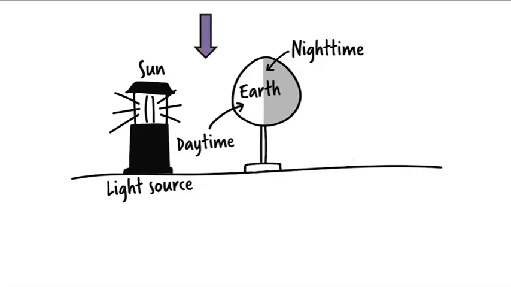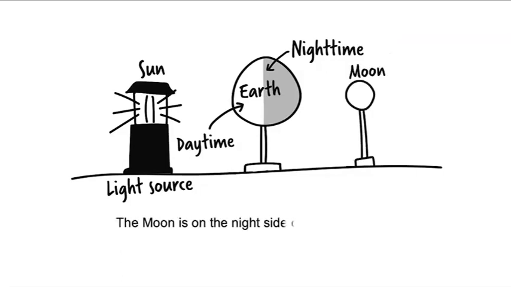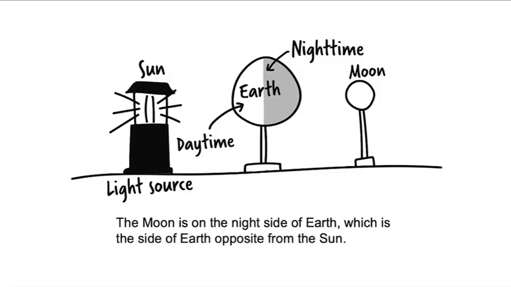Where should the moon be? Should it be between Earth and the sun? Or should it be on the other side of Earth? Well, if we see the moon at night, the moon must be here, right? Let's add an explanation to our model. The moon is on the night side of Earth, which is the side of Earth opposite from the sun.